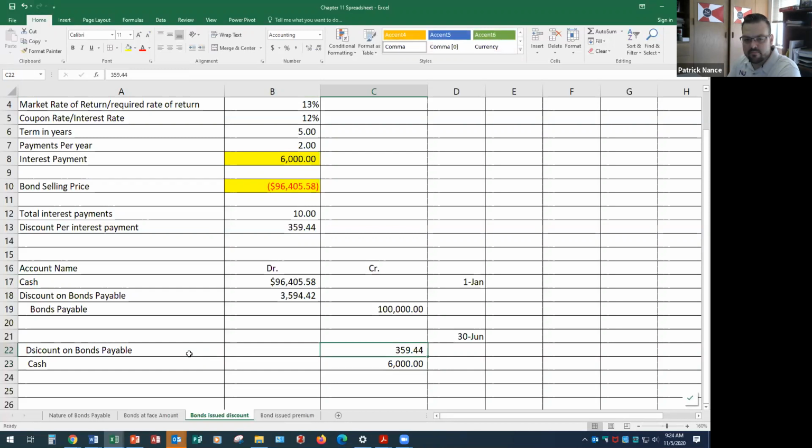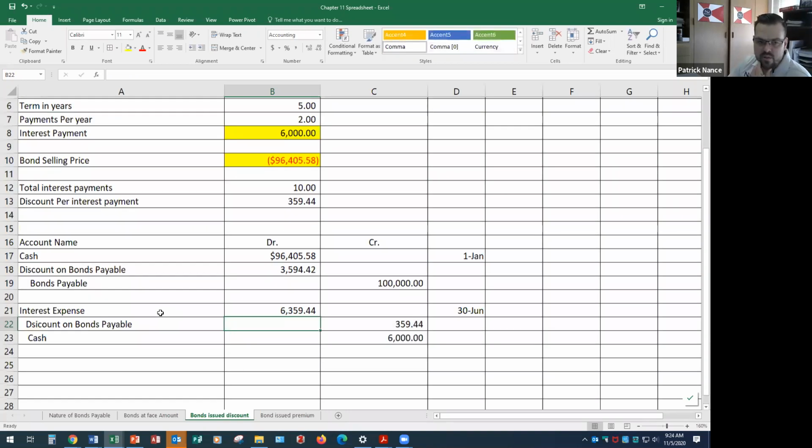It means I could receive all of the face amount of the bond in the first place. My interest expense really is more than just 6,000. It's 6,000 plus the 359, because I didn't end up receiving that for $3,500. So what that effectively is, is interest, but I'm spreading the interest out equally amongst each payment.